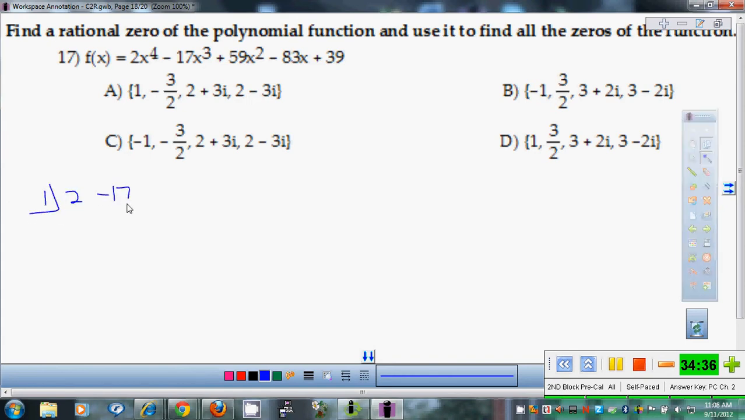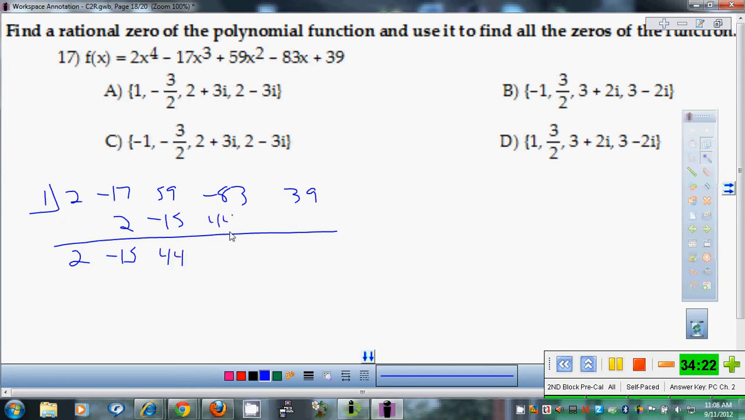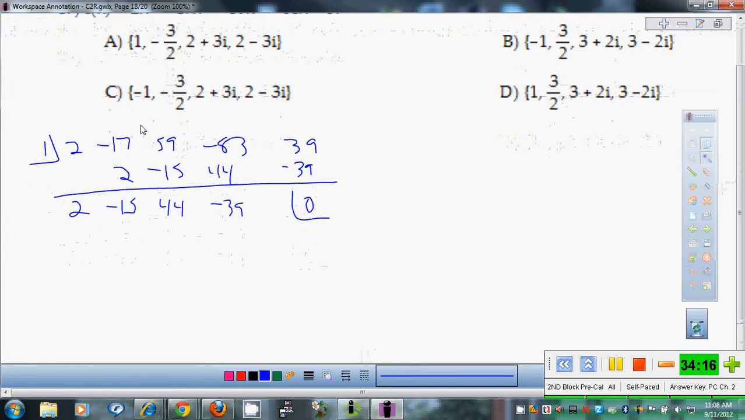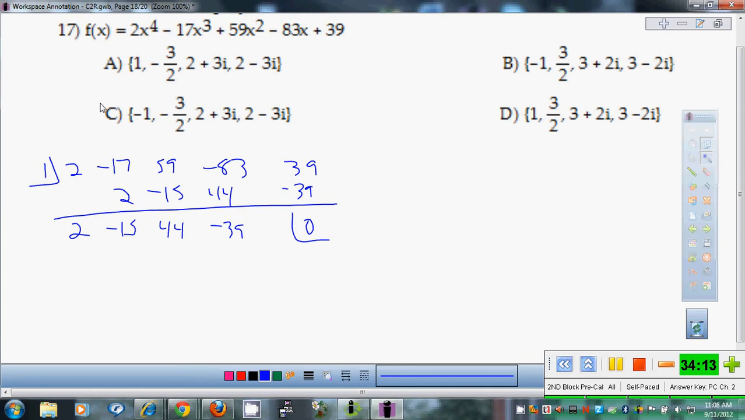2, -17, 59, -83, 39. Drop the 2. Oh, when it's just a 1, this really is pretty quick. 2, -15, -15, 44, 44, -39. You're a genius. That's exactly correct. Tell you what, since you're on a roll, we already know it's positive 1, so we can cross off C and B because they have -1s. So it's all down to, do I go with negative or positive 3/2?